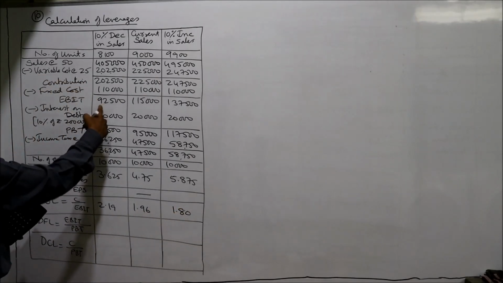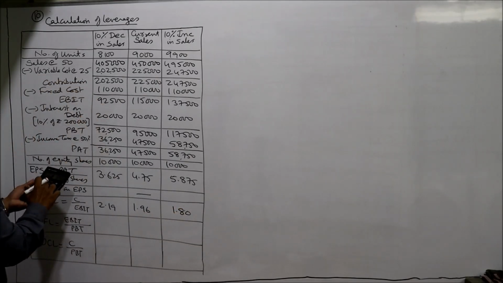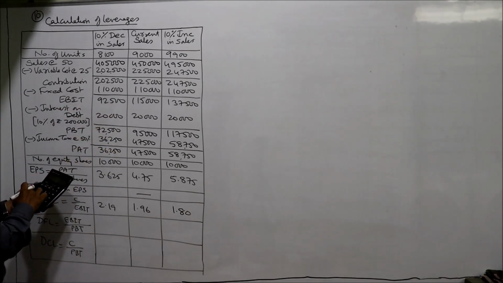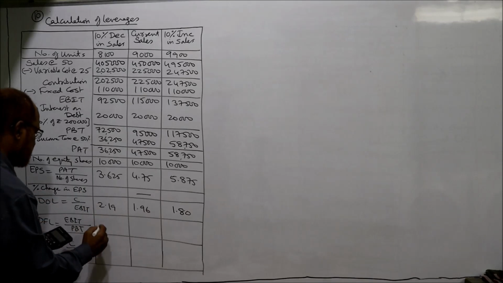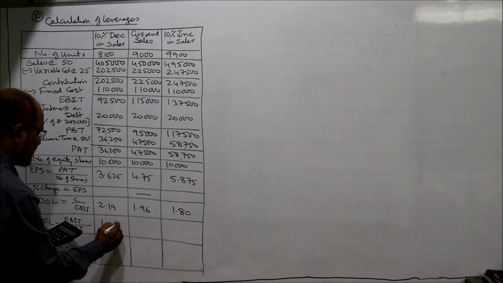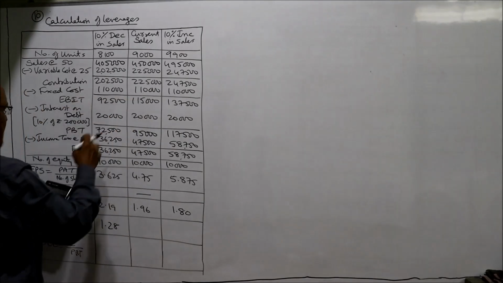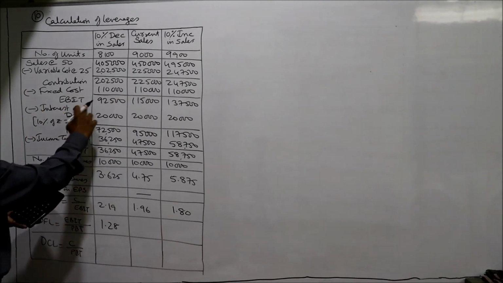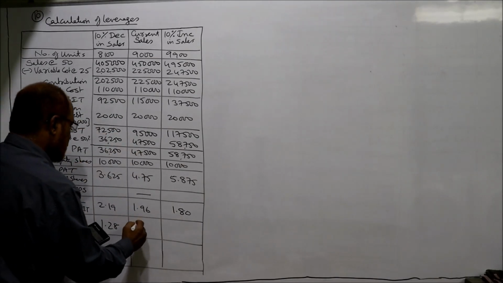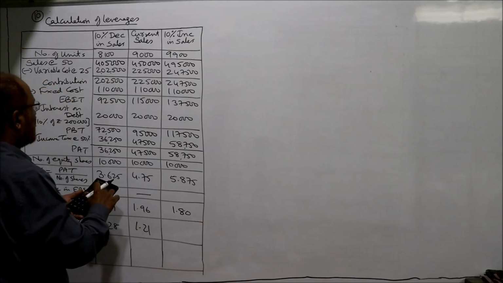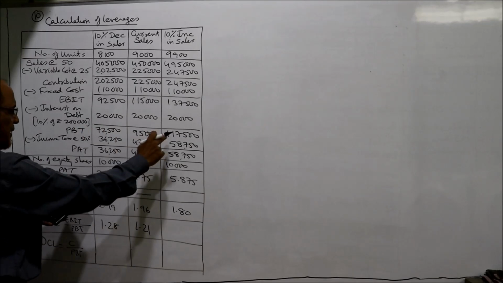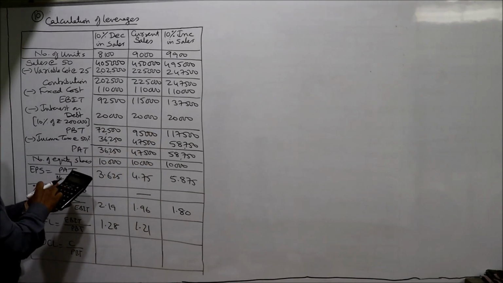Now EBIT by PBT, 92,500 divided by 72,500, 1.278, 1.28 we can take. Next is EBIT 1,15,000 divided by PBT 95,000, 1.21. Last one, 1,37,500 divided by 1,17,500, 1.17.